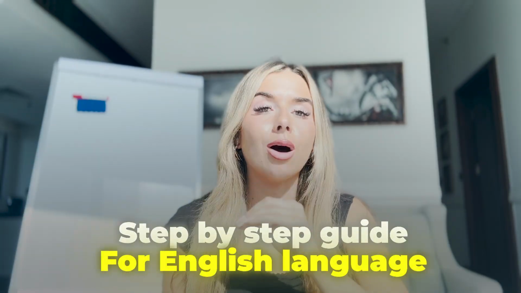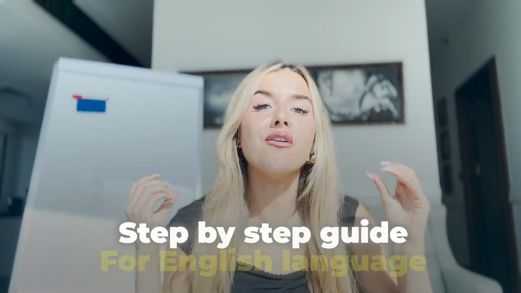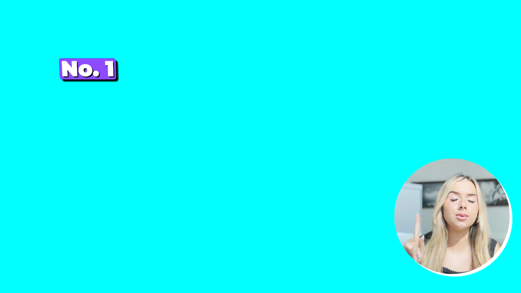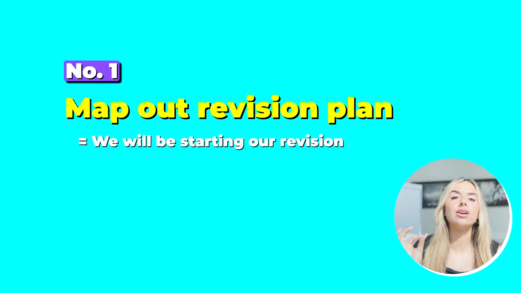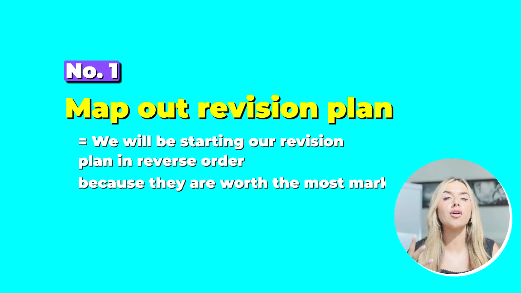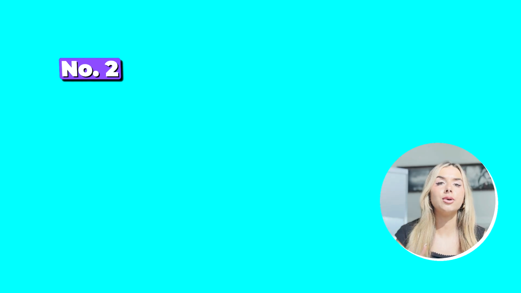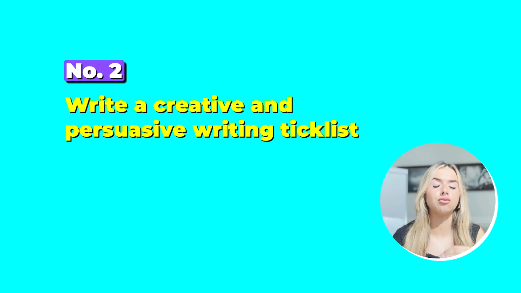After this video, you're gonna have a step-by-step guide of how to cover the entirety of English language this Easter, so you can box it off and not have to worry about it. So the first thing we're gonna do is map out a revision plan. But we're gonna start in reverse order, because they are worth the most marks in the paper. And the second thing we do is write a creative and persuasive writing tick list.